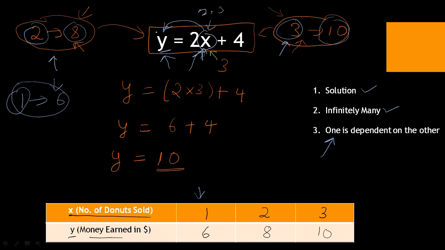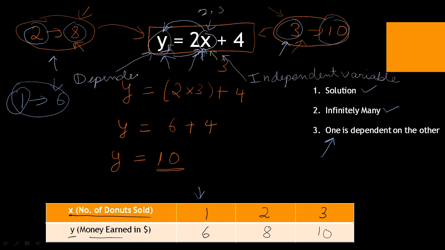On the other hand, y is not actually independent. Why? Because the value of y actually depends on the value of x. The income of Tommy depends on the number of donuts he has sold. Therefore x is known as an independent variable, because it is independent of all other values, whereas y is a dependent variable, just simply because it depends on this second variable, which is x.